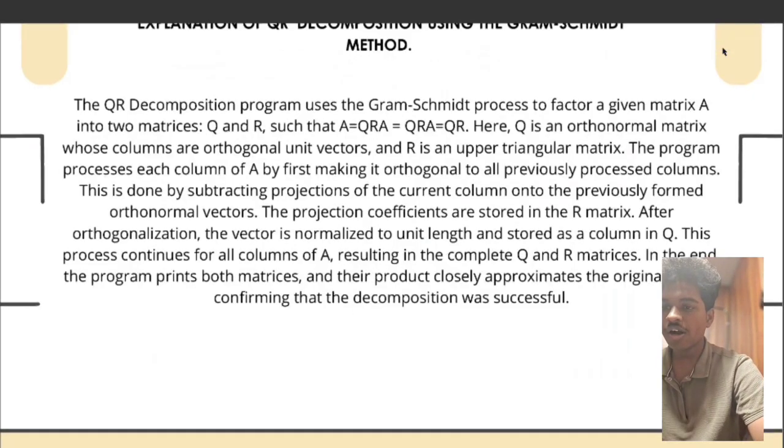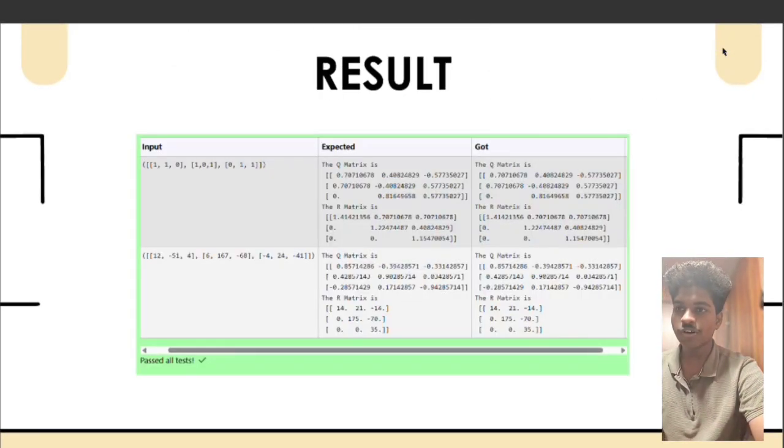This is the output of the QR decomposition for the Python code.